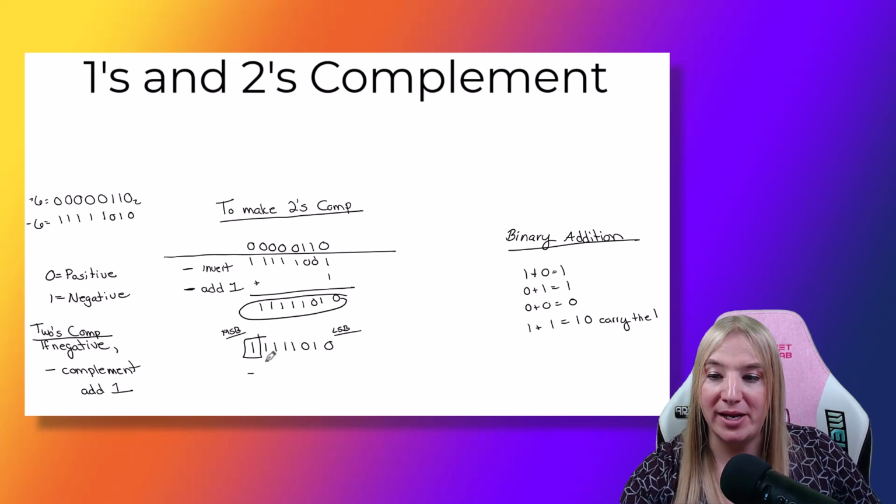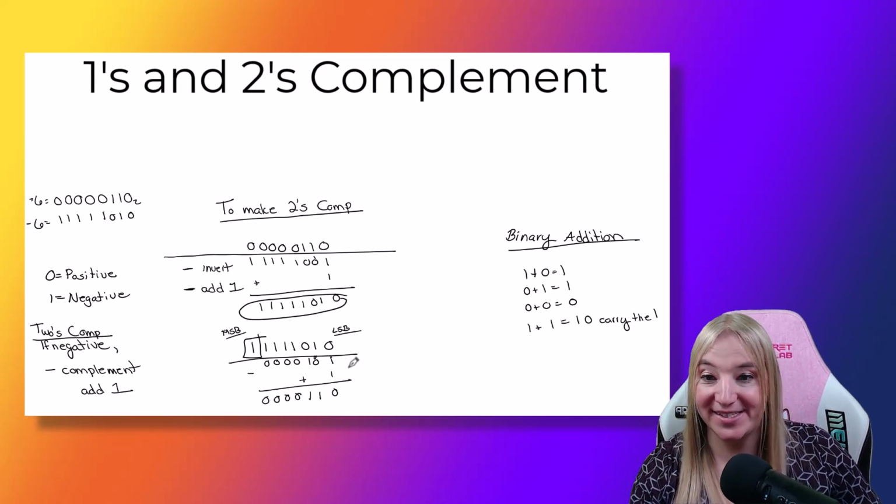We invert the remaining bits, which is going to look just like this. And then to get back, we just add 1 to this number. So 1 plus 1 is 0 with a carryover bit. 1 plus 0 is 1. Bring the 1 down. And like magic, look at this. So we're back to 6. So negative 6. That's how we do it, right?